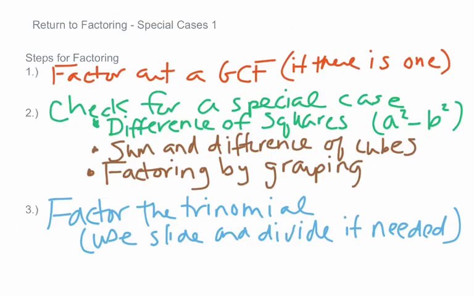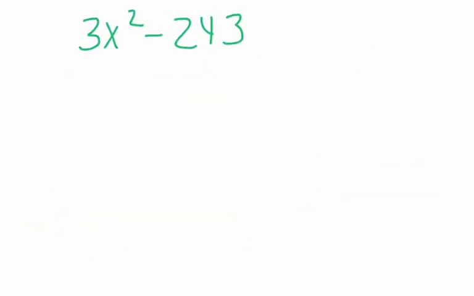Another quick example is 3x squared minus 243. So that's kind of big. But our first step always is to look for that greatest common factor. So we're going to check that first, especially when the numbers are big. And it turns out that there is a common factor, and that common factor is 3. Quick way to tell if 3 is a factor is add up the digits. So 2 plus 4 plus 3 is 9. And since 9 is divisible by 3, that means that 3 must be a factor of 243.